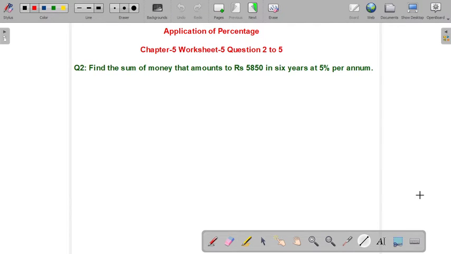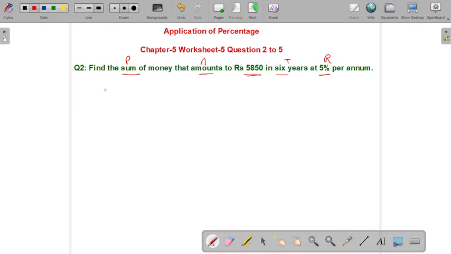Hello everyone. Now question number 2. Question 2 is find the sum of money. Sum you have to find out, it means you have to find out the principal that amounts to 5850. Means this is your amount. Time is given 6 years and 5% is your rate.